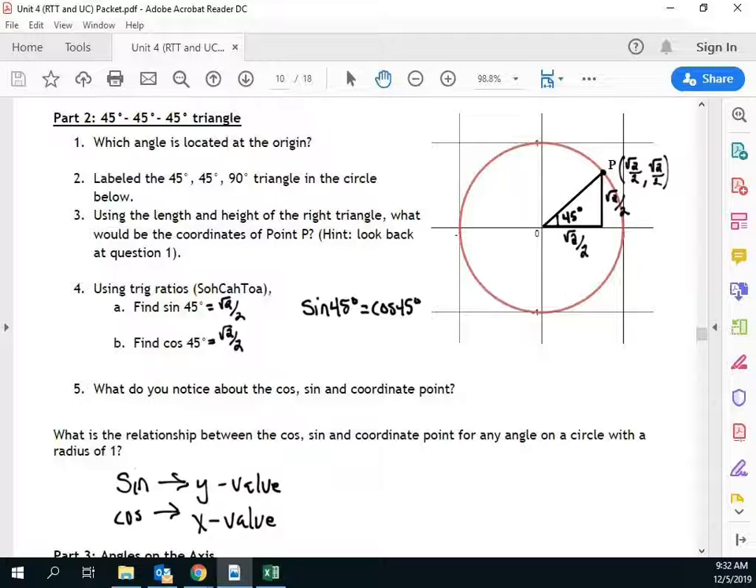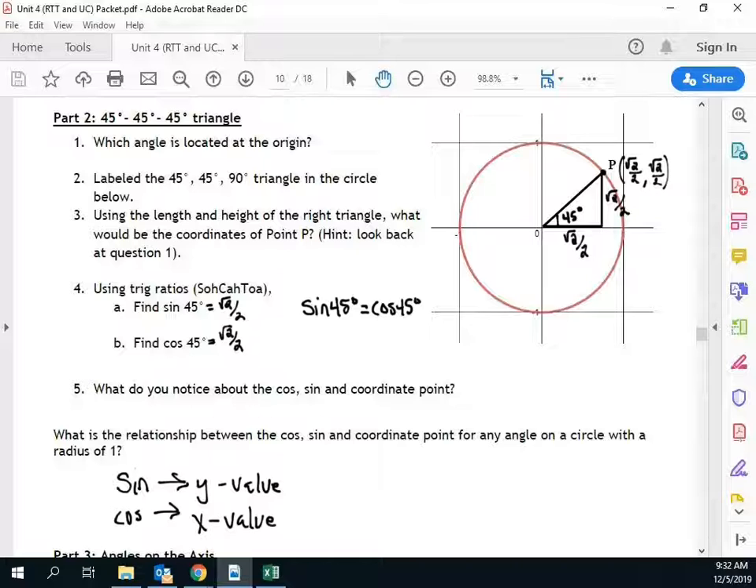Because here's the idea. If I give you an angle, you will be able to find the coordinates of that angle on the unit circle. And then I could go in and say, hey, what's the cosine of that angle? Oh, that's the x value. Hey, what's the sine of that angle? Oh, that's the y value of the coordinates I just know.